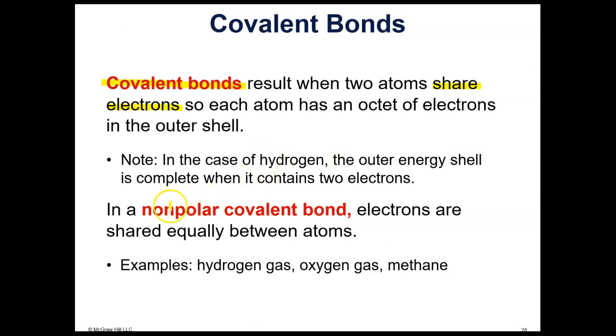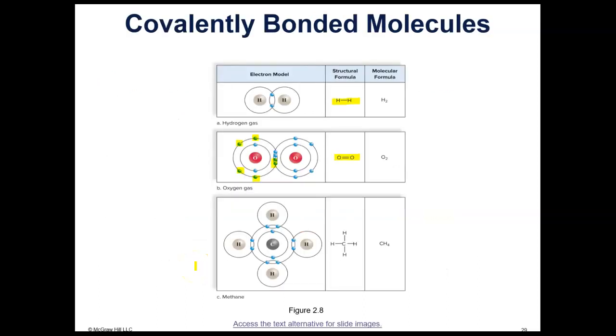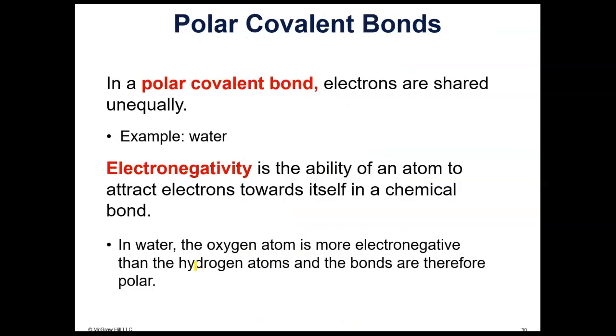Okay, going back to covalent bonds, they result when atoms share electrons. A nonpolar covalent bond means the electrons are shared equally between the atoms. Each atom shares the electrons equally. They have an equal pull on the electrons. So hydrogen gas, oxygen gas, and methane are examples of nonpolar covalent bonds.